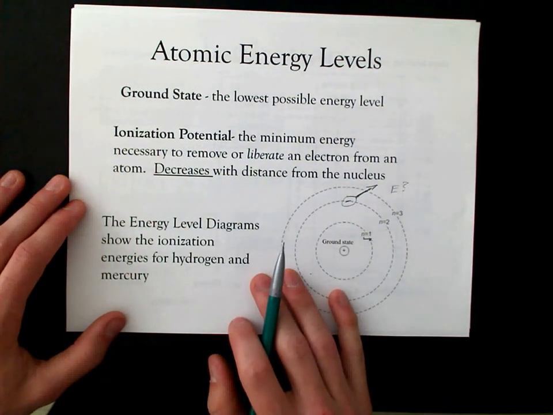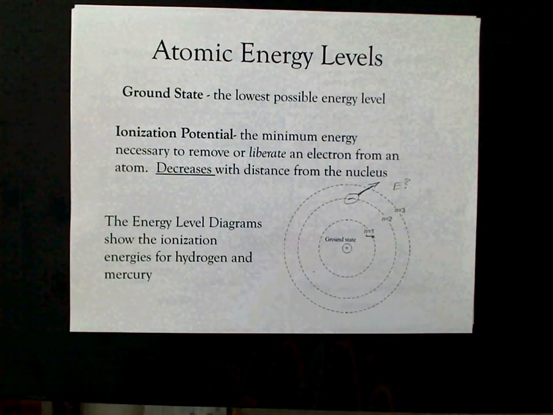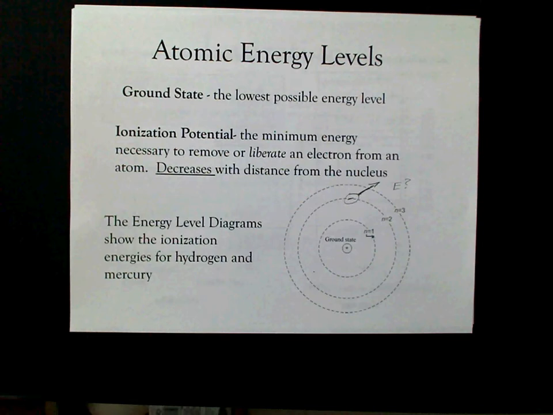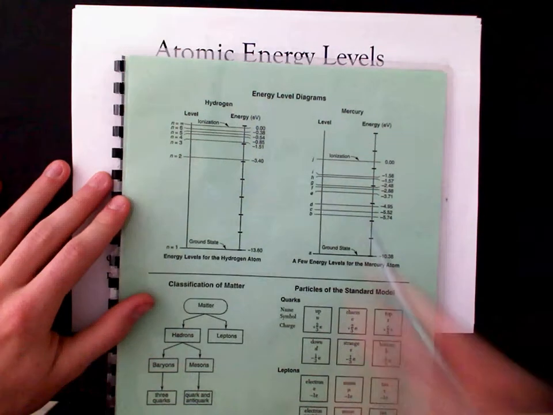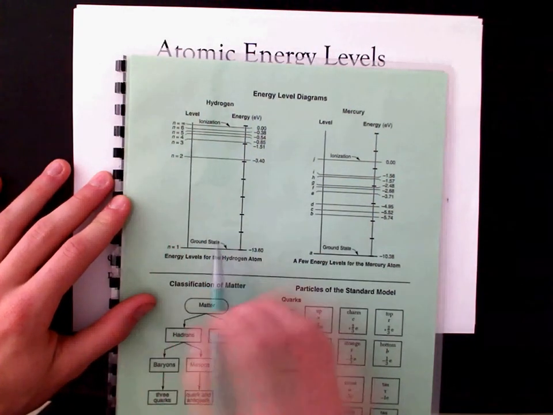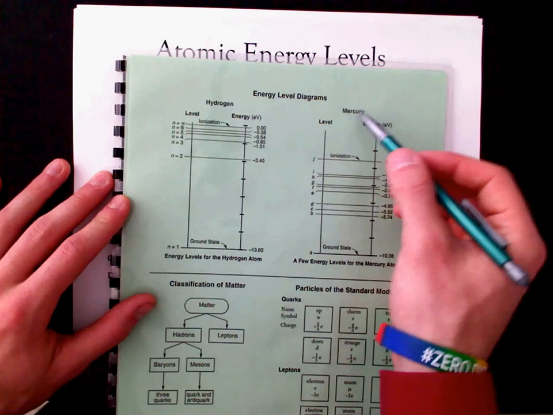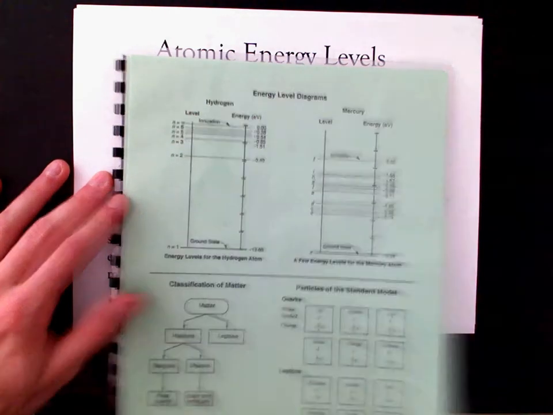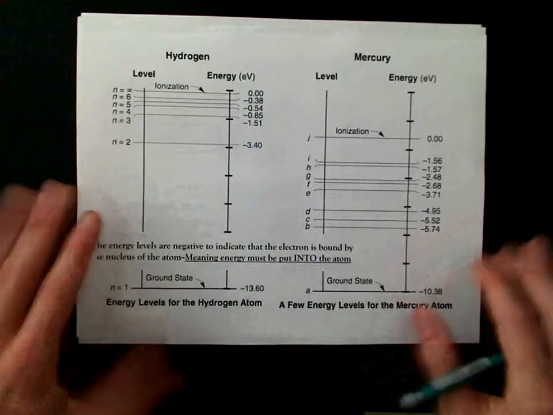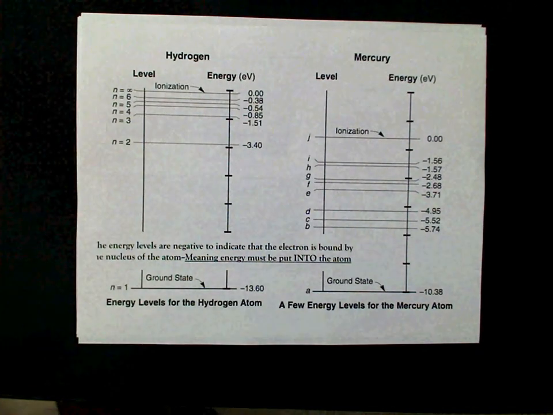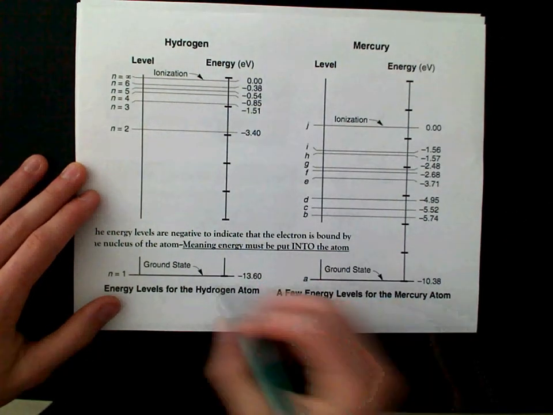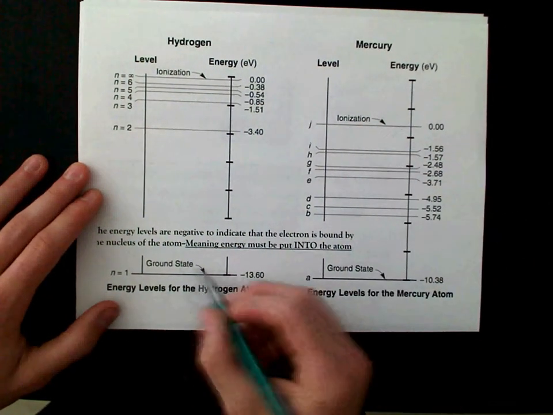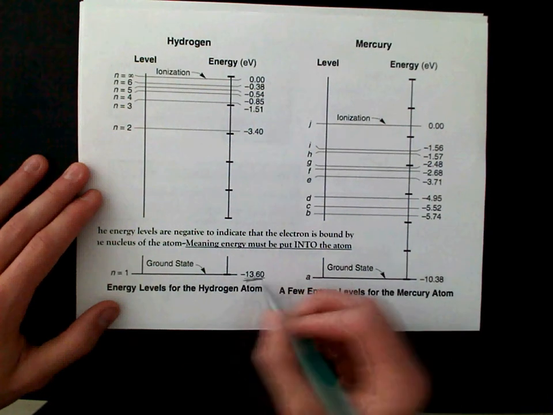That's the ionization potential. And if you open up your reference tables, or your reference chart, and you go over to the modern section, we're going to see some diagrams right up here. To the left is our hydrogen, and it has the entire energy level, and as well, mercury, we have the entire energy level. So take a look at this, and we have a bunch of different states.